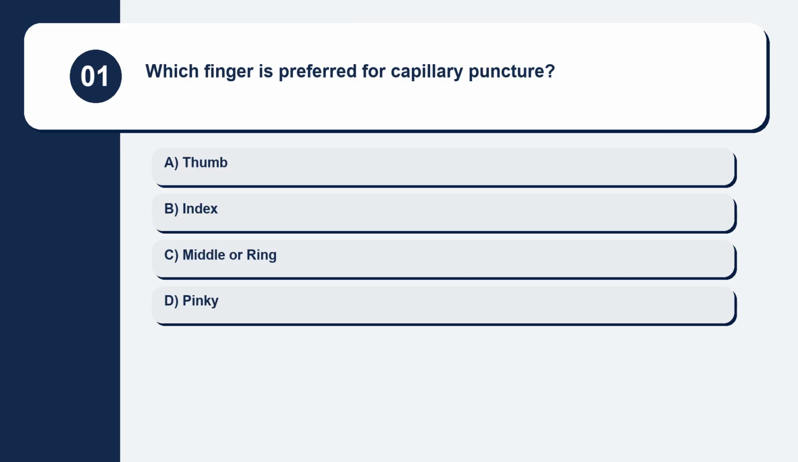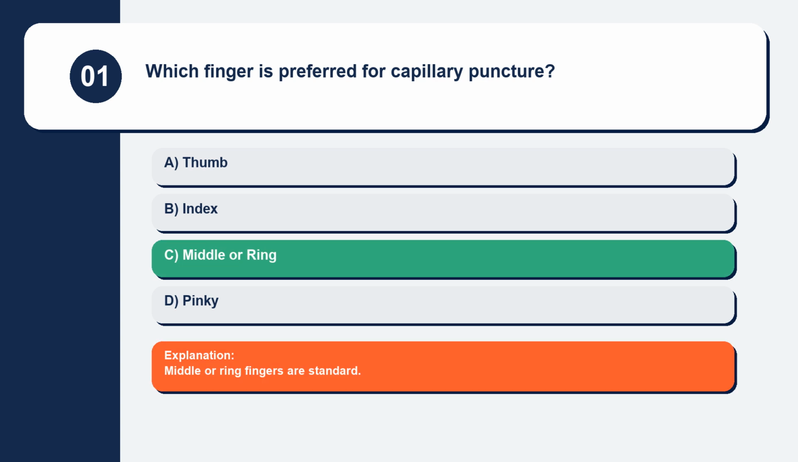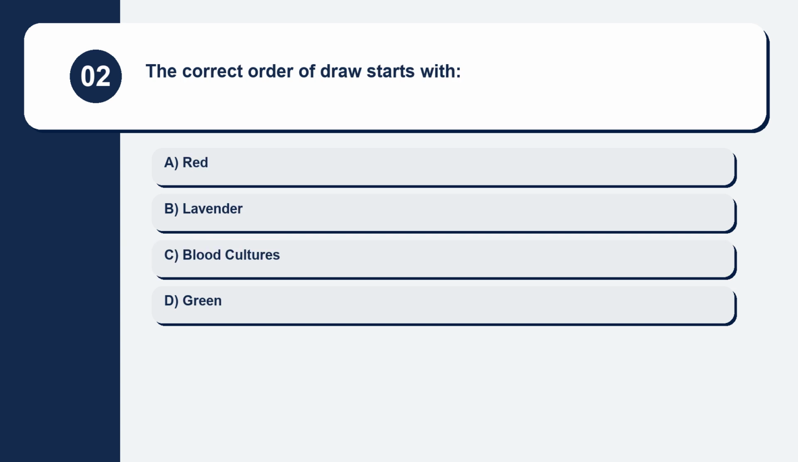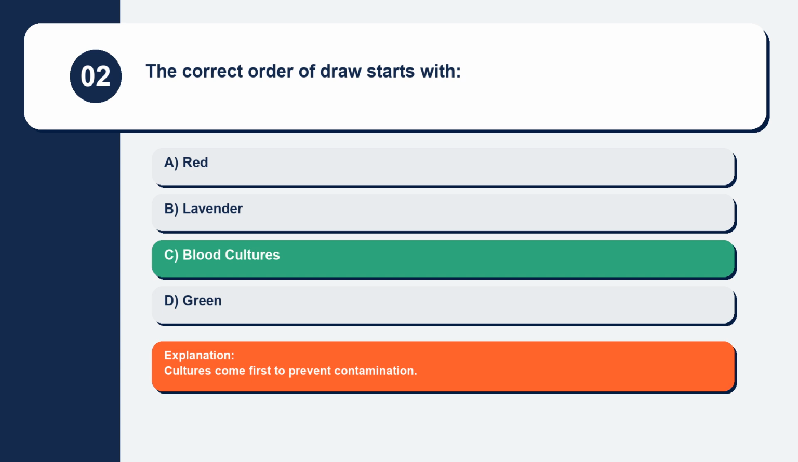NHA Phlebotomy Exam Practice Test 2025, Part 2, Updated CPT Questions with Answers. Question 1. Which finger is preferred for capillary puncture? Thumb, index, middle or ring, pinky? Middle or ring fingers are standard. Question 2. The correct order of draw starts with red, lavender, blood cultures, green. Cultures come first to prevent contamination.